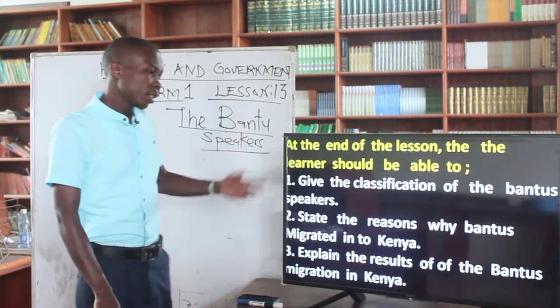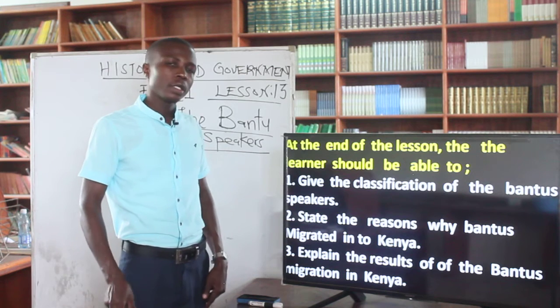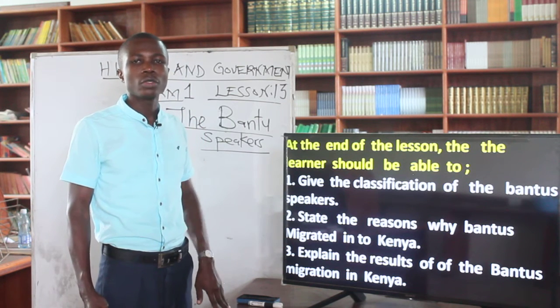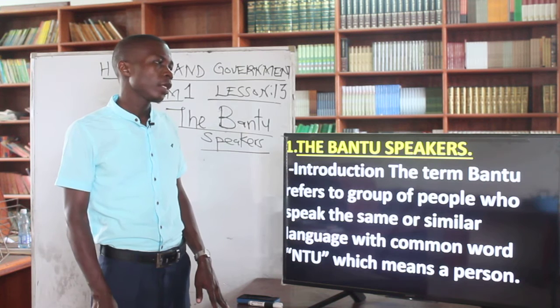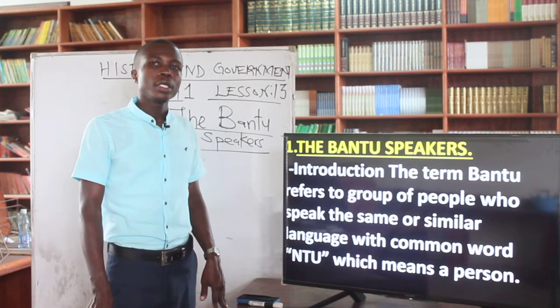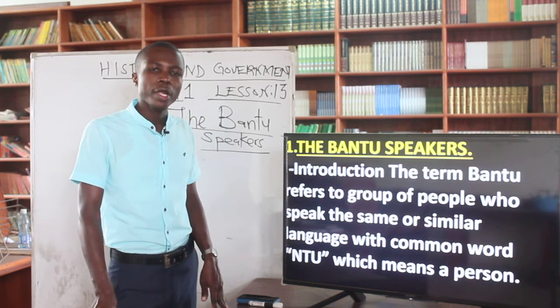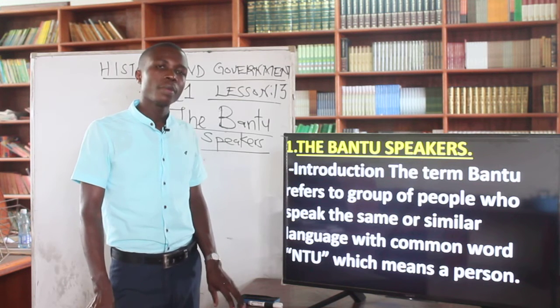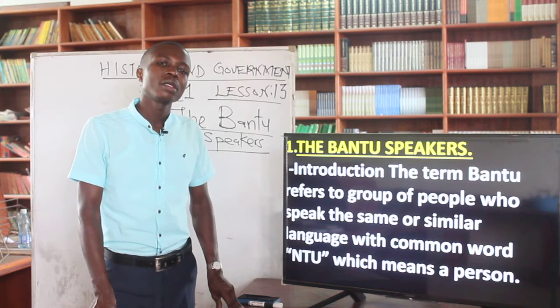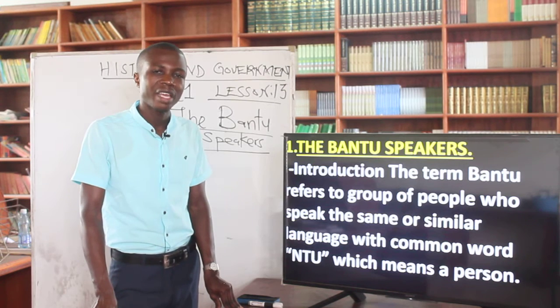So this is just the scope of what we're going to talk about, and let's start by talking about what Bantu is. So the Bantu speakers. In the introduction we talked about the 3 peoples who came into Kenya, and they say that we had the Kushites first, the Bantus, and after that the Nilotes.